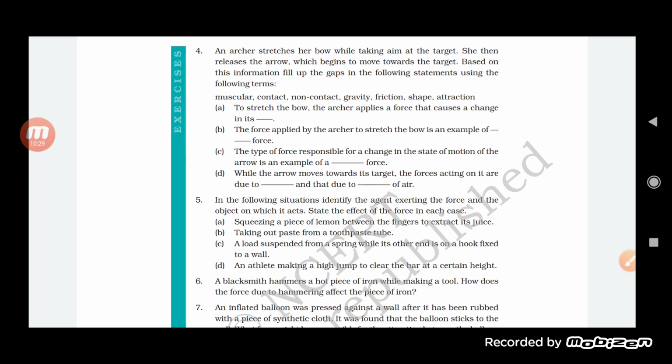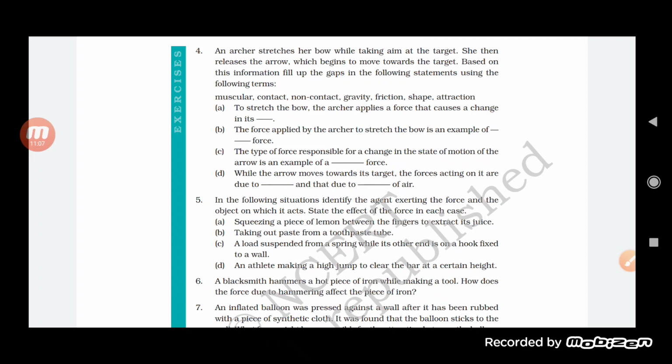To stretch the bow, the archer applies a force that causes a change in its shape. While stretching the bow, the archer is applying a force, and it causes the change in its shape. Yes, it changes the shape. The force applied by the archer to stretch the bow is an example of a muscular force, because here we are applying a muscular force.